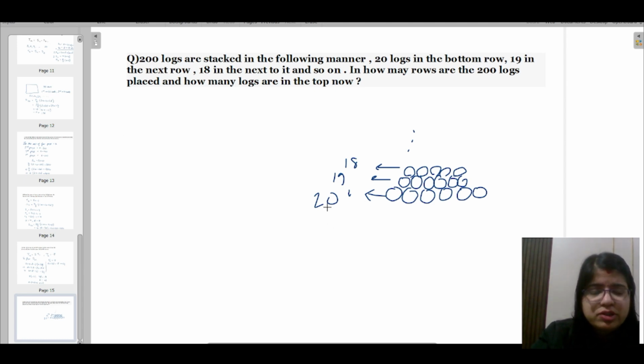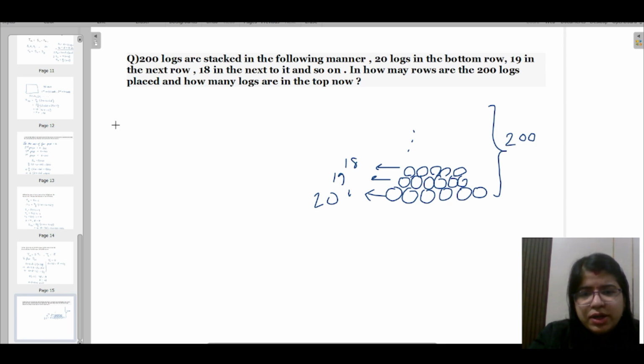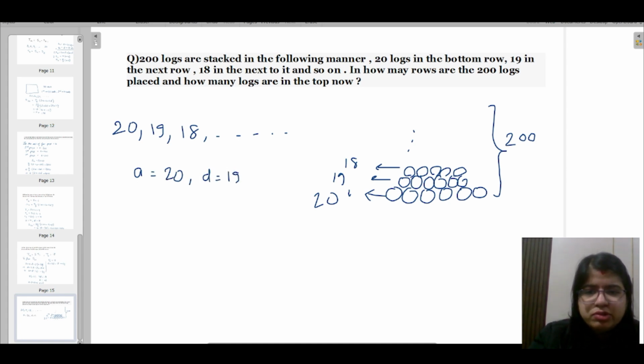Okay, so the number of logs in the first row is given as 20, and then we have to find in how many rows there are, so that the total number of logs is 200. So here T1 is 20, T2 is 19, T3 is 18, like this it is proceeding. So we can say that this is an AP. Why? Because 19 minus 20 is minus 1. Similarly 18 minus 19 is minus 1. So here we have a is equal to 20, d is equal to 19 minus 20, which is equal to minus 1. Sn is given.